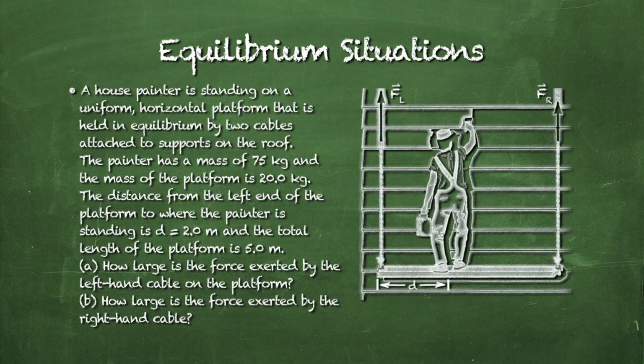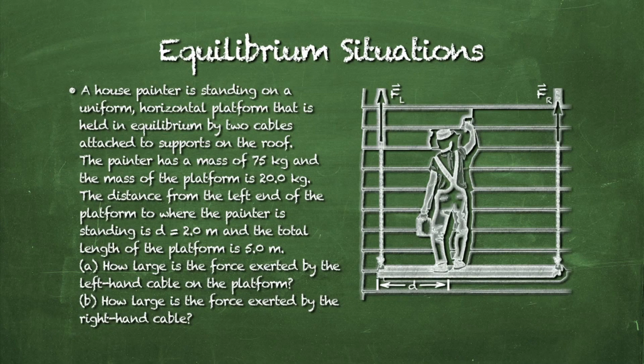In the diagram, you can see a house painter who's standing on a uniform horizontal platform that's held in equilibrium by two cables attached to supports on the roof. The painter has a mass of 75 kilograms, and the mass of the platform is 2 kilograms. The distance from the left end of the platform to where the painter is standing is 2 meters, and the total length of the platform is 5 meters.